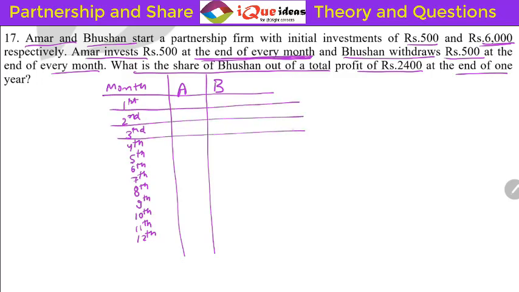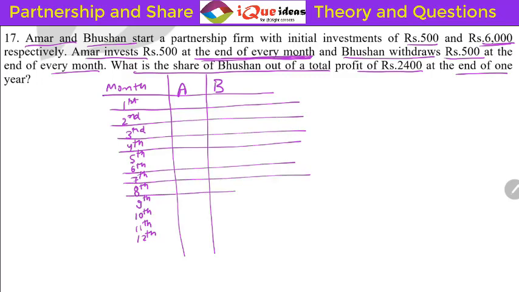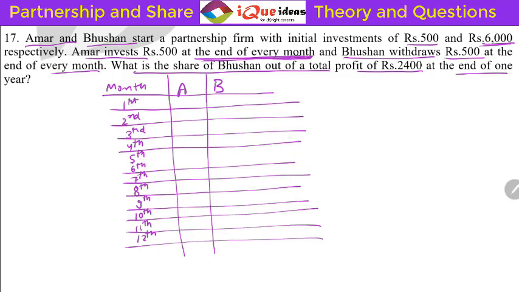So what I have done is, for every 1 month, whatever is going to be the investment amount, I'm going to write it here very clearly so that you can see. The first month investment of A was 500 rupees. The first month investment of B was 6,000. Now every month the investment of A will keep on increasing. So second month it will be 1,000. Third month it will be 1,500. He is adding 500 every month.